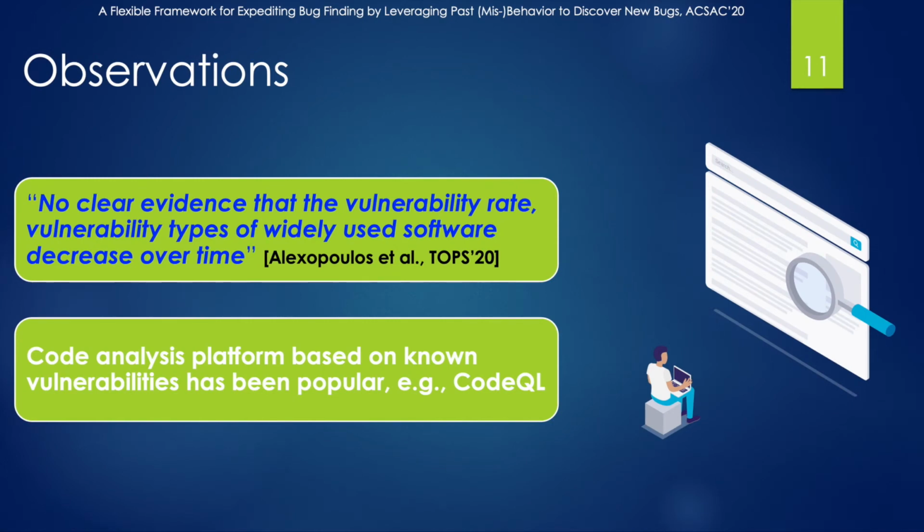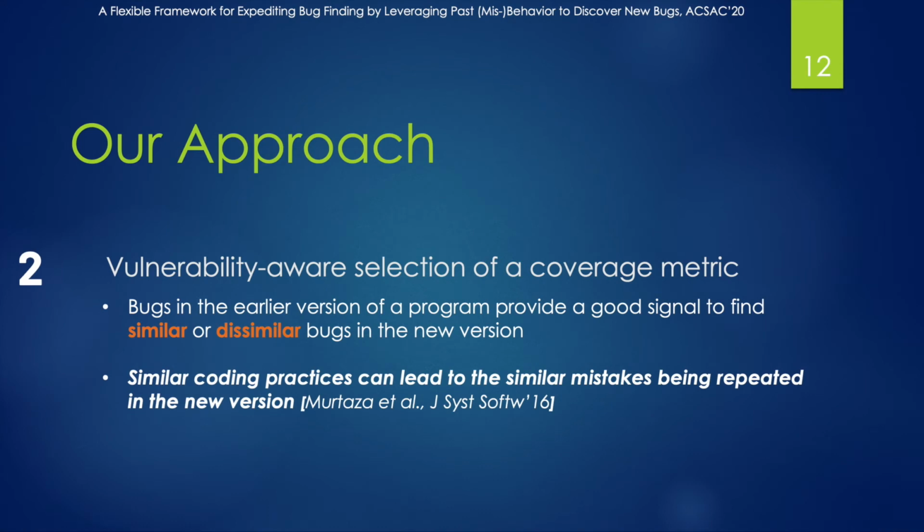To address these challenges, we infer knowledge from recent works. Recent studies show that similar vulnerabilities persist in widely used software and do not decrease over time. Based on similar intuition, code analysis platforms have been effective in using knowledge from known vulnerabilities to find new ones. This brings us to our second extension, vulnerability-aware selection of a coverage metric.